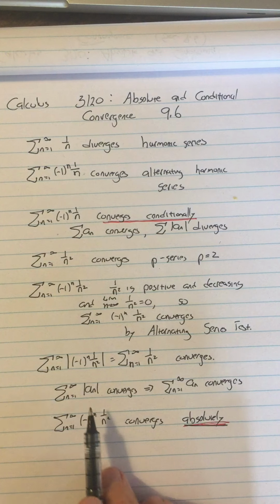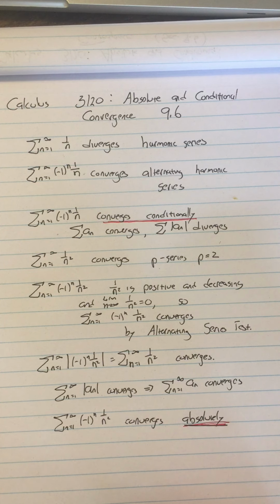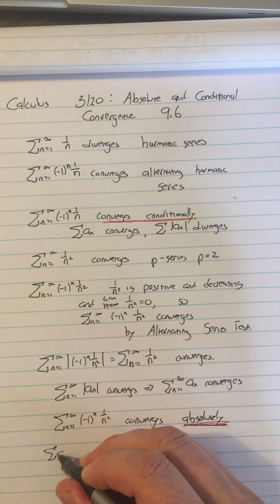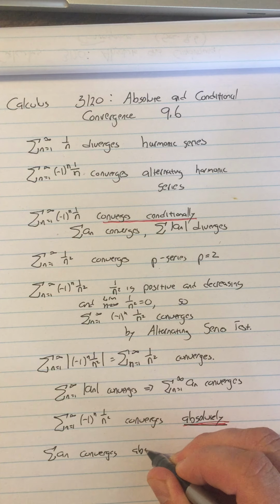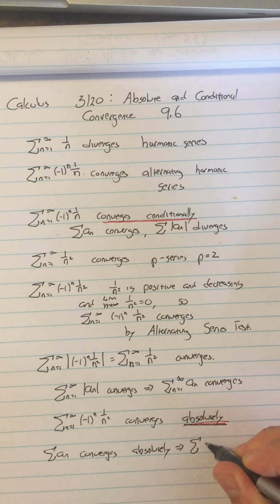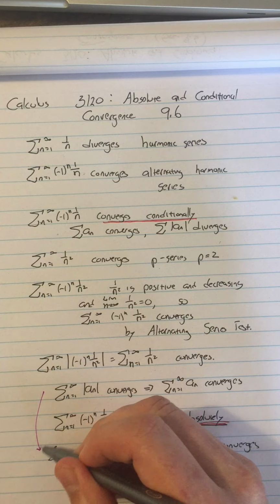And then you have this theorem, which one way to say is that a series that converges absolutely converges. So if sum a sub n converges absolutely, that implies that sum a sub n converges. All right, that's just another way of saying this same thing. These are saying the same thing.